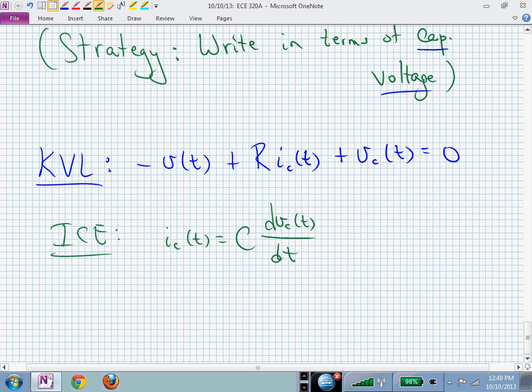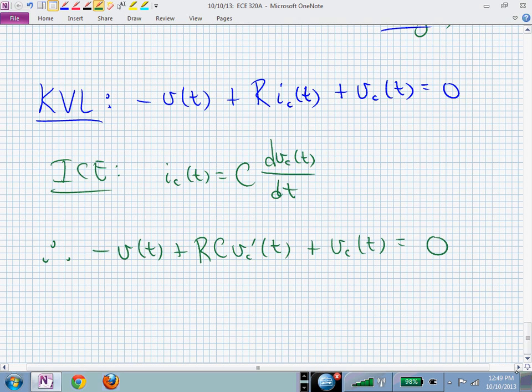And if we put that into our equation, we have minus V of t plus R, and now replace I sub C with this C dV dt, C V sub C prime of t plus V sub C of t is equal to 0. And now we have a first order differential equation in terms of the capacitor voltage. And that's what we would have expected because we had one energy storage element, one capacitor. So this is not unexpected. This should be an expected result.